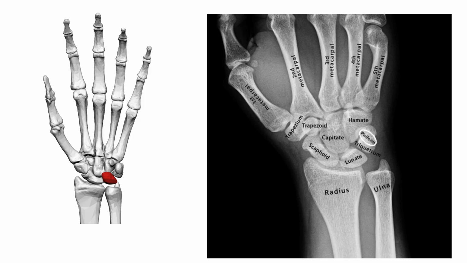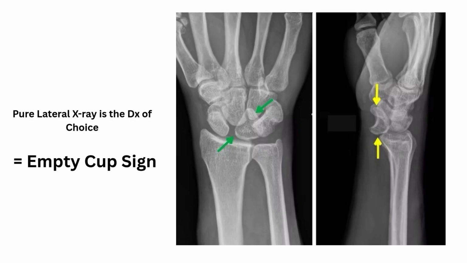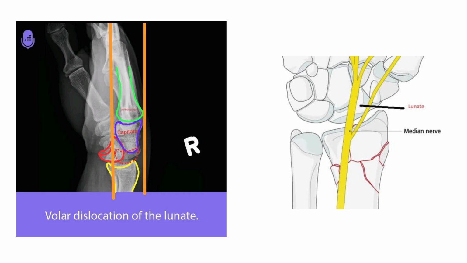The lunate and the carpal tunnel. Now look at the lunate, sitting right in the center of the proximal row. It is the most commonly dislocated bone. On a lateral X-ray, look for the spilled teacup or empty cup sign. When the lunate dislocates anteriorly, volarly, it's not just a bone out of place, it's a space-occupying lesion.